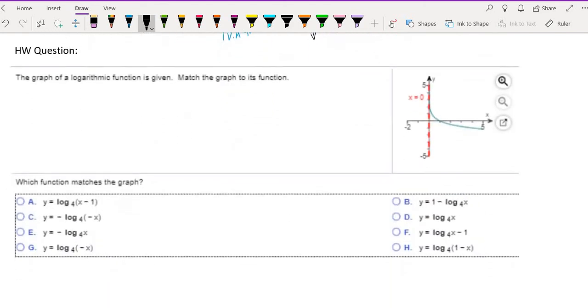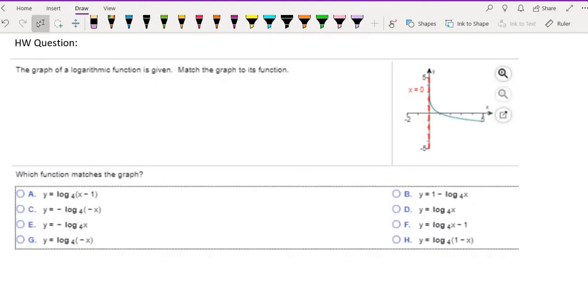So here we also have a homework question. I have students struggle on this question, so I'm just going to mention it very quickly. Here the graph of a logarithm function is given. Match the graph to its function. We have a logarithm function already given to you, and you want to choose one of those. If you look at the multiple choices, all their bases are 4, so I don't have to write everything. The base is 4, which means our b is 4.